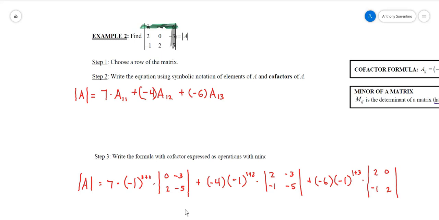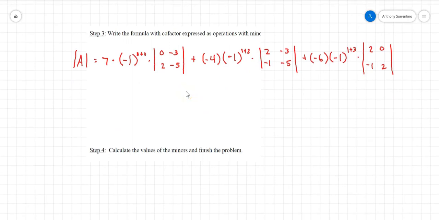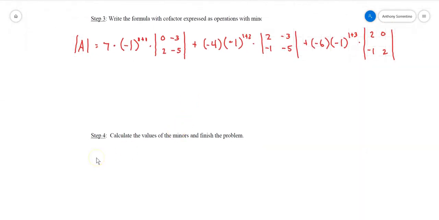So that's my formula expressed with cofactors expressed as operations with minors. And this is where I need to get to. Now I could do the computation. So let me scooch this up a little bit. I'm going to calculate the value. So when I work this out now, I'm going to have the determinant of A equaling 7 times negative 1 squared, which is just 1. 1 plus 1 is 2, so negative 1 squared. Times, now the determinant, again, I'm going to do that crisscross pattern. I'm going to have 0 minus negative 6, which is going to give me 6.